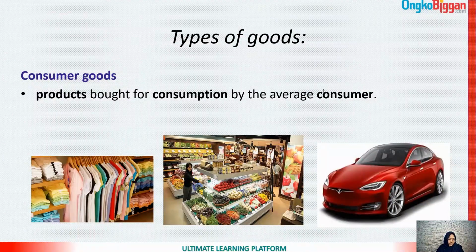The next type of goods are consumer goods. Consumer goods are goods whose utility is obtained by consumption or use. For example, cars, clothes, foods, etc. These products are bought for consumption by the average consumer. Consumer goods are bought for consumption only, for use only by the average consumer. So you don't forget the examples: clothes, foods or groceries, and cars.